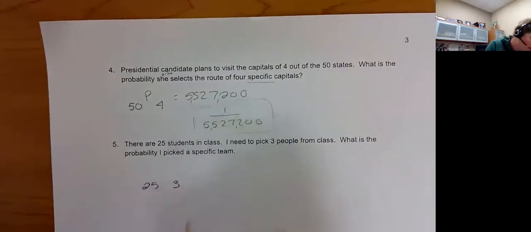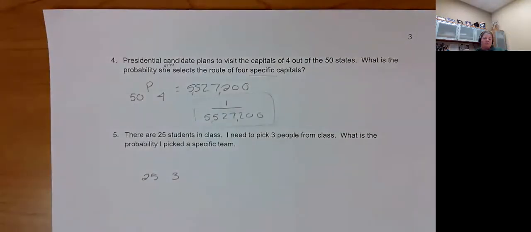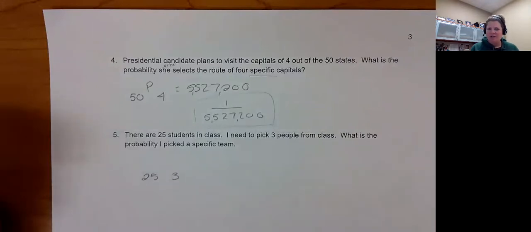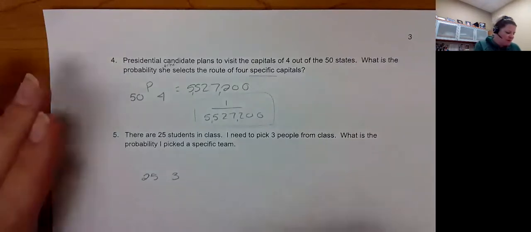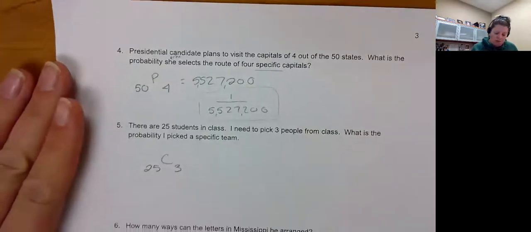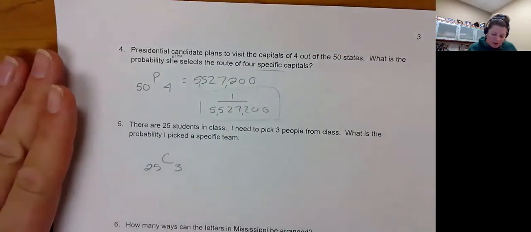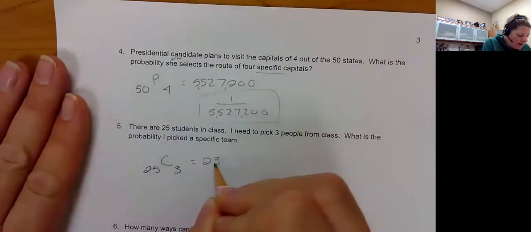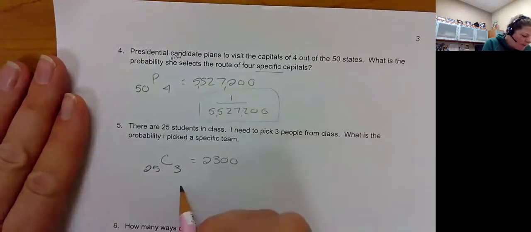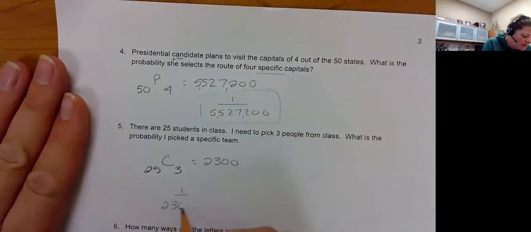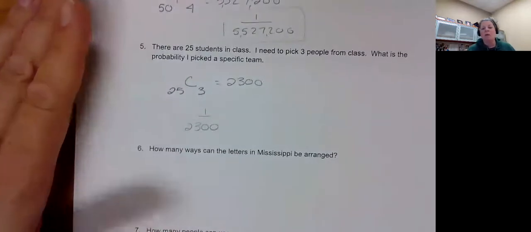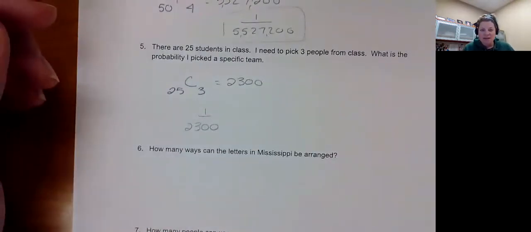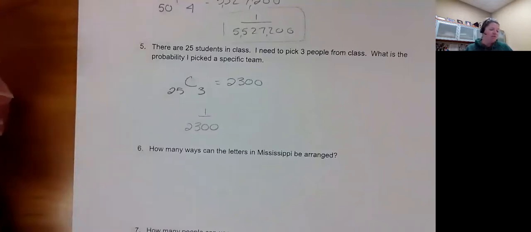25, choose 3. Does order matter? Yes or no? No, I just pick 3 people. I don't care if it's first, second, third. So it's going to be a combination. So 25 combination, choose 3 is going to be 2,300 teams. And then the probability of picking one specific one is 1 out of that, 2,300. So there's less with the combination.